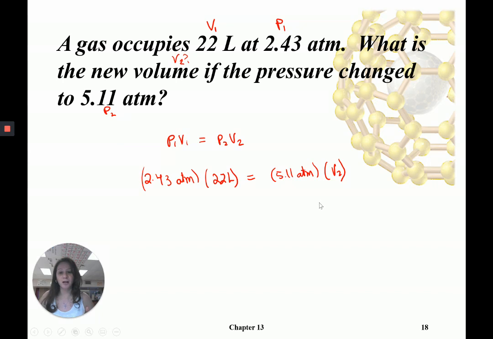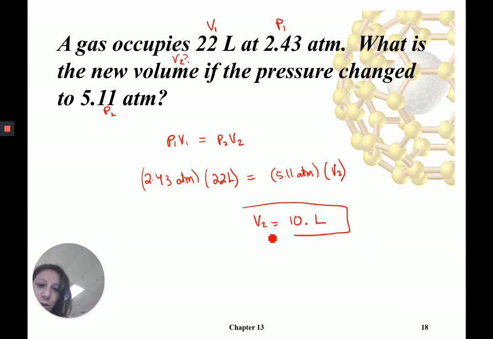Now, before you punch it into your calculator, always make sure that your answer makes sense. If my pressure is about doubling, what would happen to my volume? Well, it's an inverse relationship. So if my pressure about doubles, then my volume should about halve, right? So now punch it into your calculator and see what you get. I ended up with V2 being 10.46 liters. Your units, atm and atm, will cancel, and you're going to end up with liters.